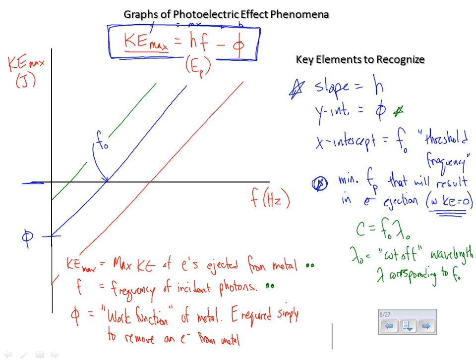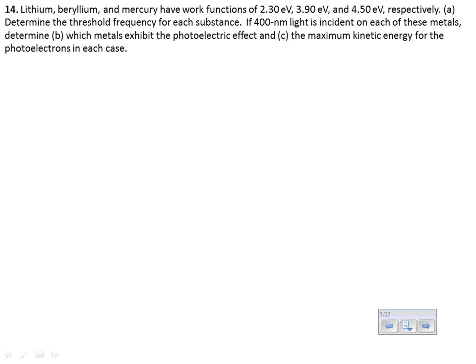Fair enough? Okay. Let's solve a problem or two. Lithium, beryllium, and mercury have work functions of 2.3, 3.9, and 4.5 eV respectively.